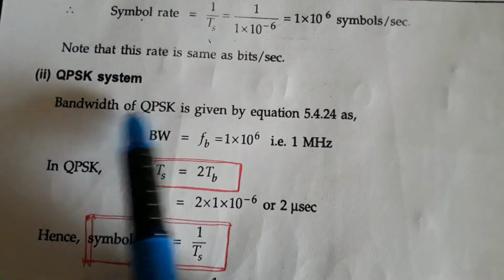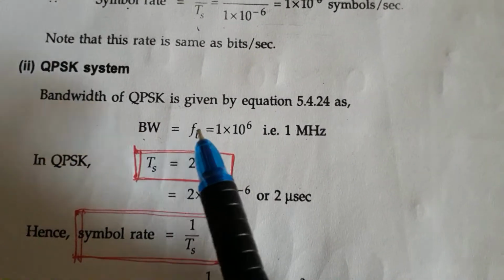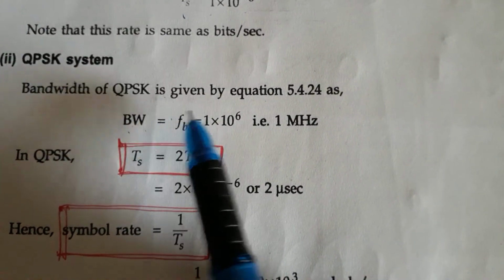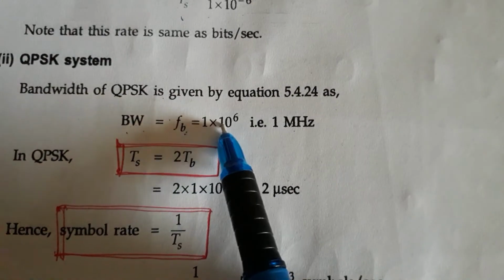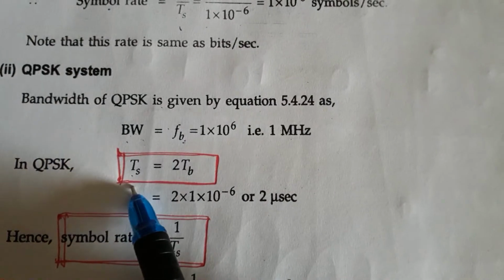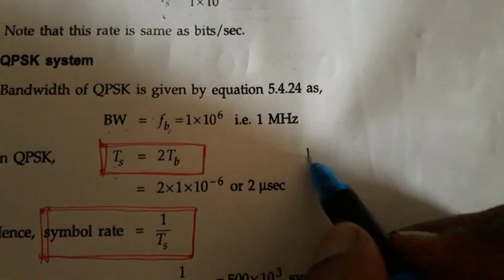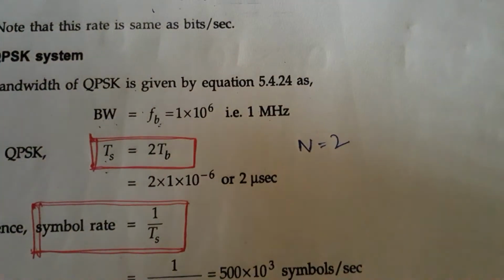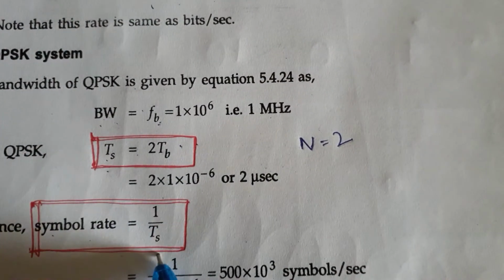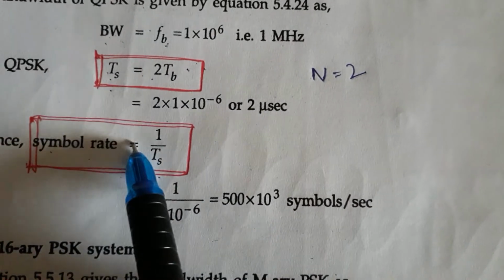Now when I deal with the QPSK, the bandwidth of QPSK is half of the BPSK. BPSK bandwidth is 2 FB, right? QPSK is FB. So FB, you already know the value. Because I am dividing the symbol into odd and even, as a result of this, at a time I am sending 2 data. So N is equal to 2. That's why 2 into TB. TB you already know the values. So symbol rate is 1 by TS. Your TS is equal to 2 into TB. So you can get the value for symbol rate.